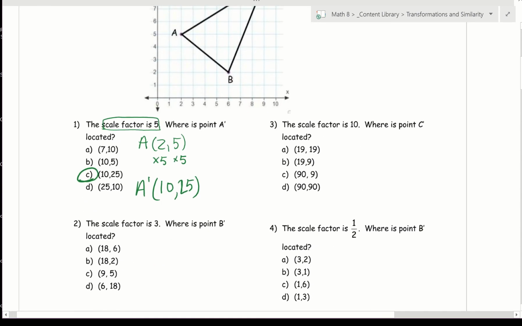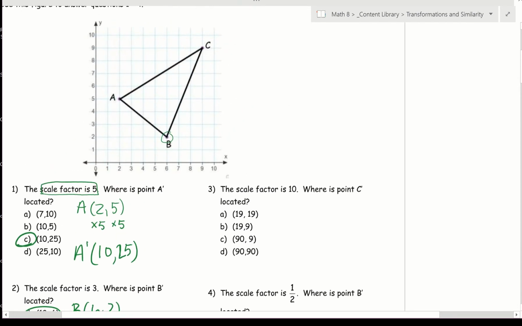Number 2, the scale factor is 3. Where is point B prime located? This is a different problem. Well, B is at 6, 2 currently, right there, right? 6, 2. B prime, well, the scale factor is 3, so I'm going to multiply the x by 3 and the y by 3. 6 times 3 is 18. 2 times 3 is 6. 18, 6.